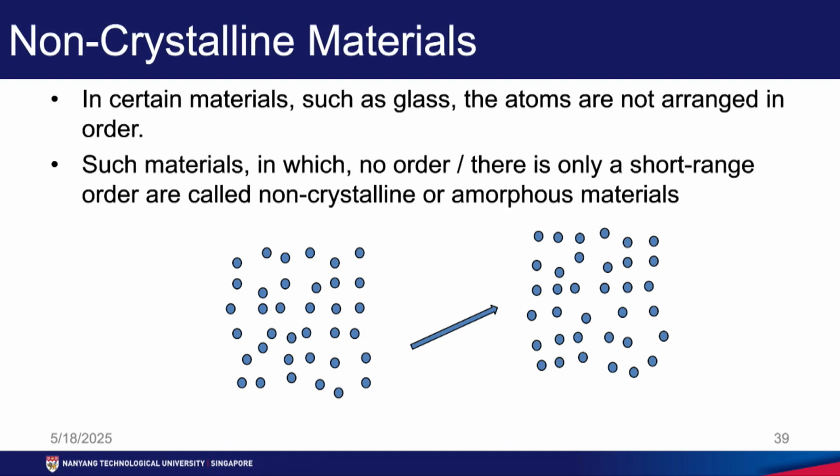The other type is non-crystalline materials, or amorphous materials. Glass and silicon oxide are some examples. In non-crystalline materials, the atoms are not arranged in order. You notice here the atoms are disordered. You move further away, again the arrangement is not systematic. So you will find disorder in non-crystalline or amorphous materials.